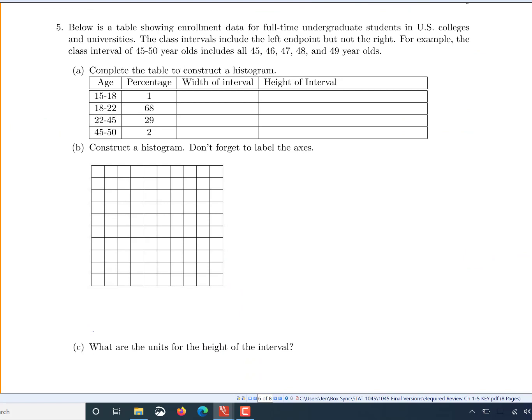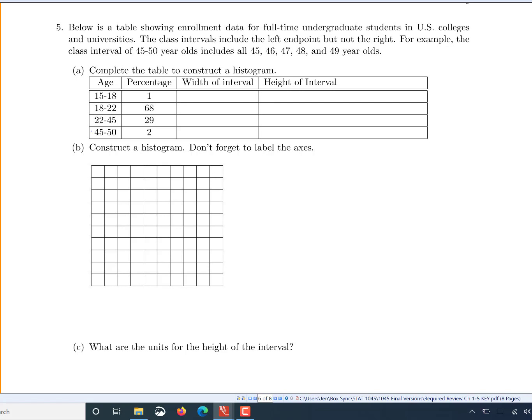Below is a table showing enrollment data for full-time undergraduate students. The class intervals include the left endpoint, but not the right. So for example, the class interval of 45 to 50-year-olds includes all 45, 46, 47, 48, and 49-year-olds. Basically, it's just a way of making sure we don't overlap our numbers. It doesn't usually come back to affect you too much.